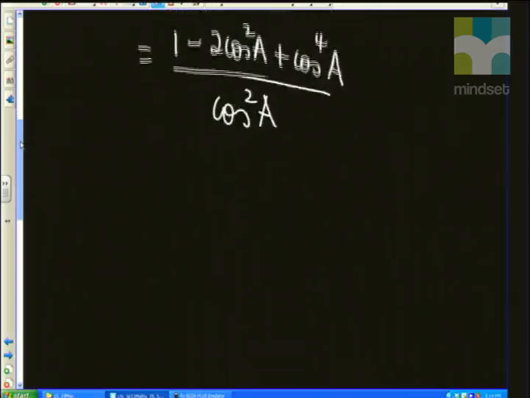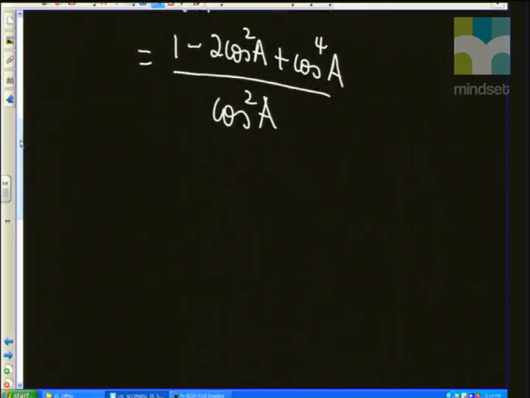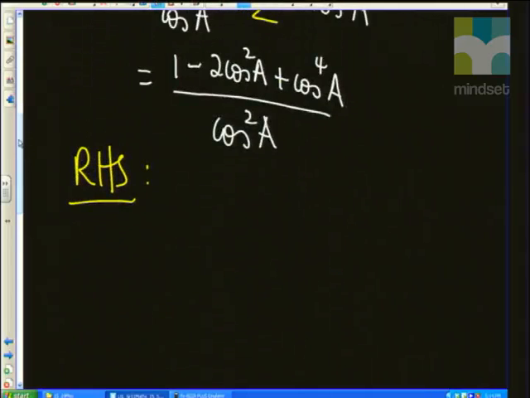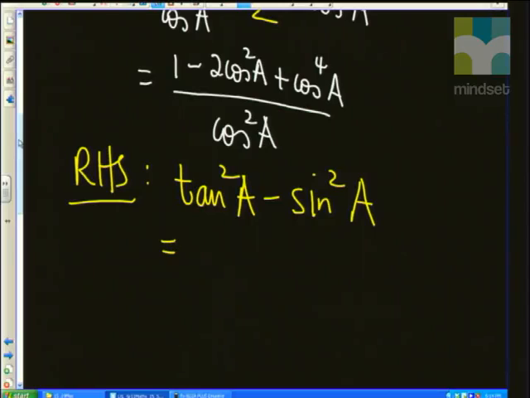Okay, but let's look at the right-hand side. I've been able to work with the left in 2 different ways. Let's have a look at where we go with our right-hand side. We've got a tan squared A minus a sine squared A. Right, grade 11's decision time. What do we do with tan?